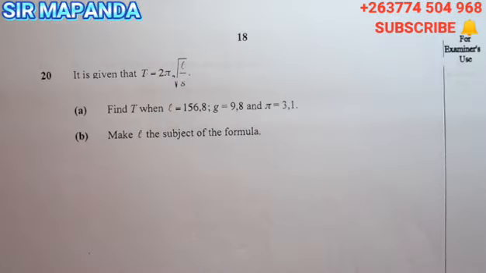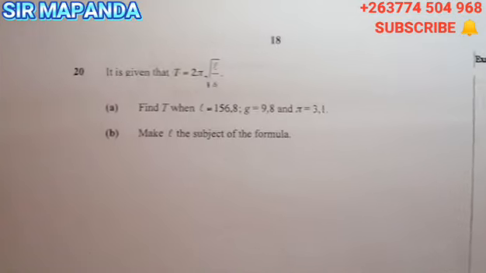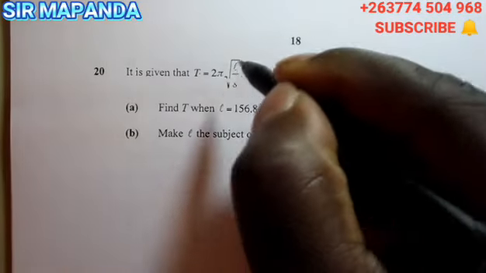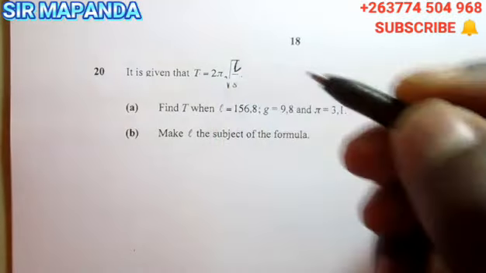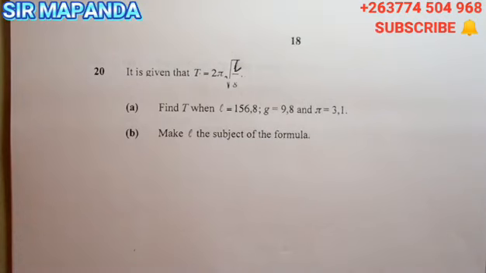It is given that T is equal to 2 pi square root of L, this is L here, over G, right?